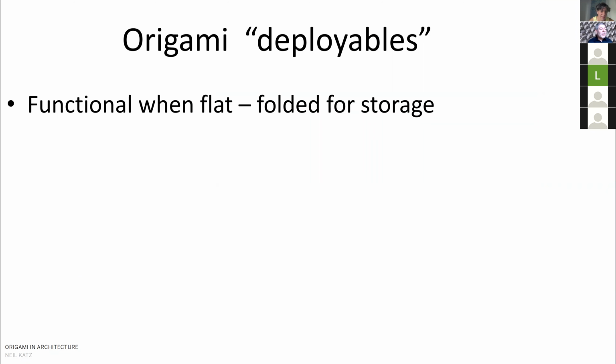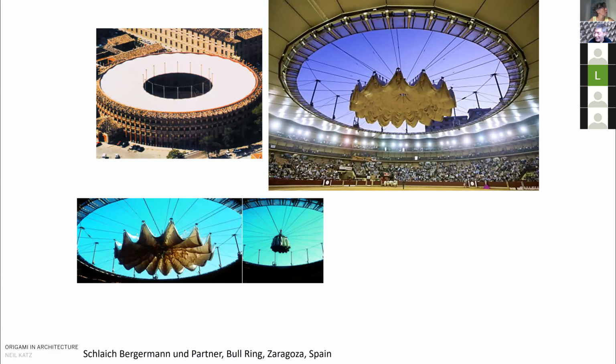So when we talk about origami, in the next few slides we're talking about buildings that actually move. There are two types. One is functional when flat. When the structure is flat or unfolded, it performs the function it was intended for. And when it doesn't need to perform that function, it can be folded for storage.